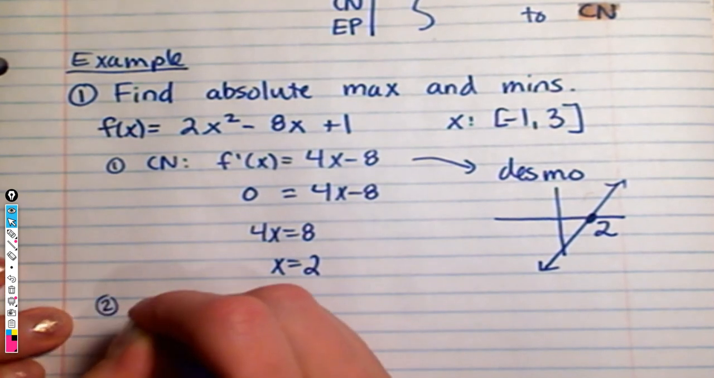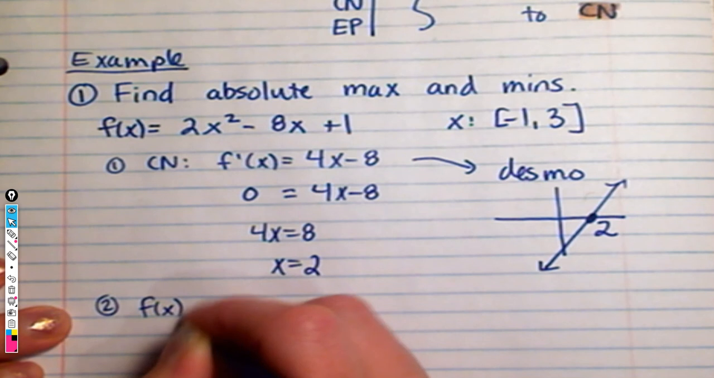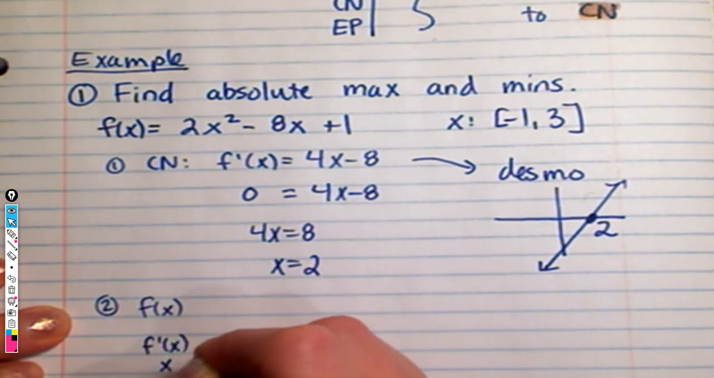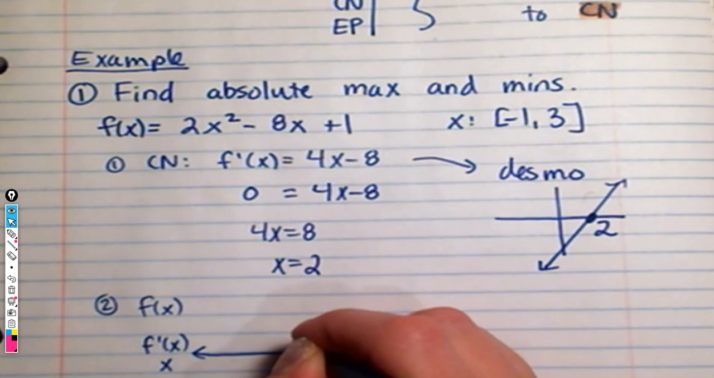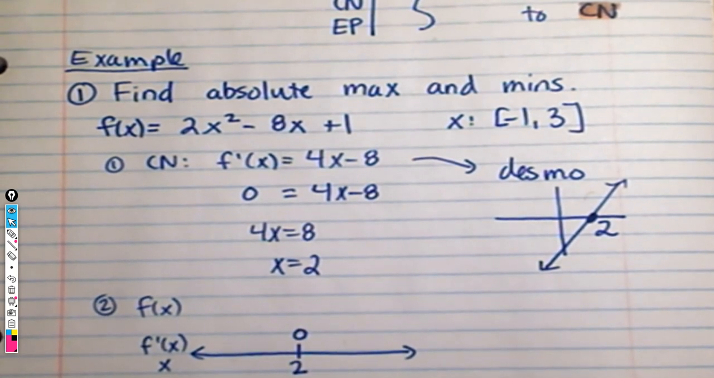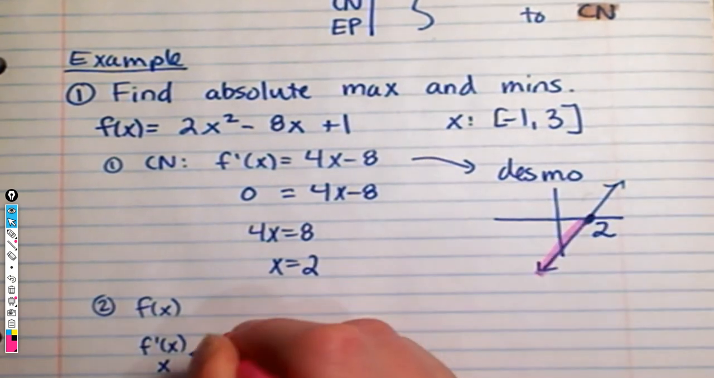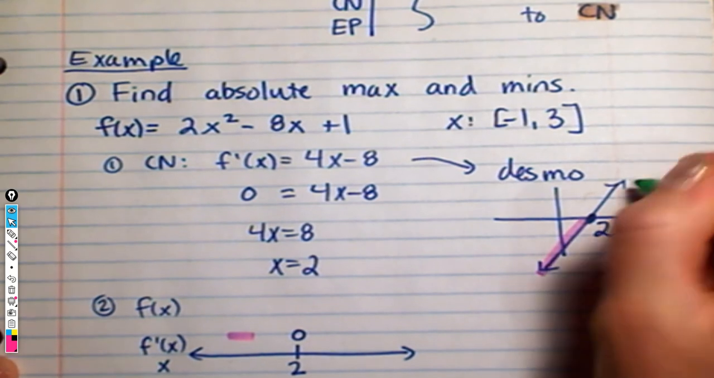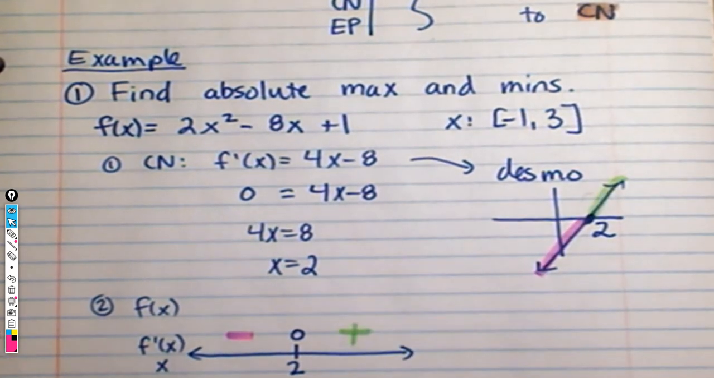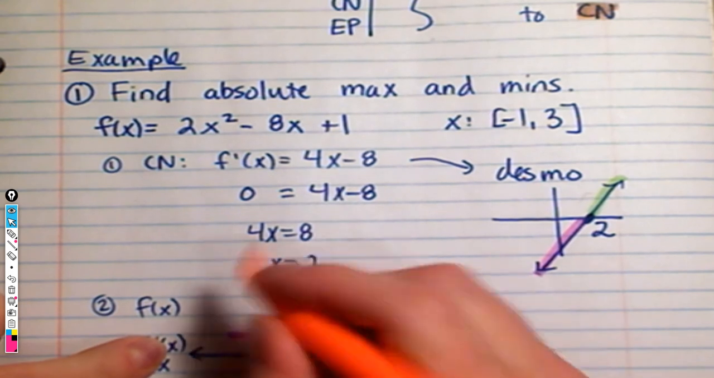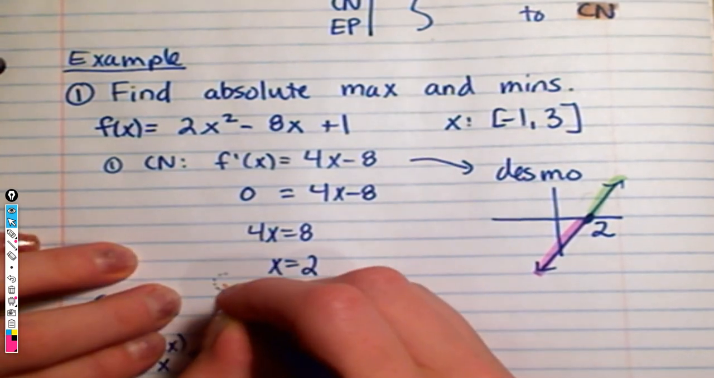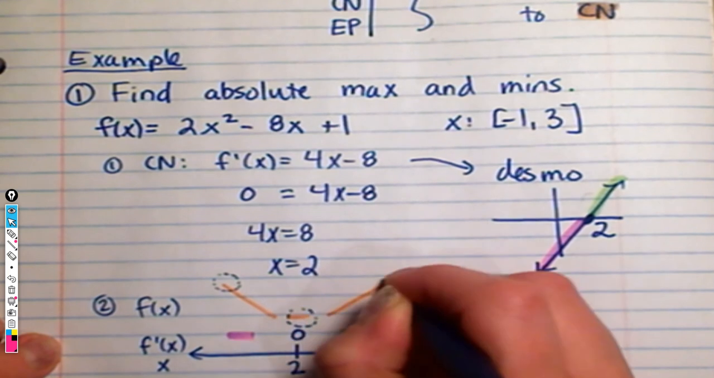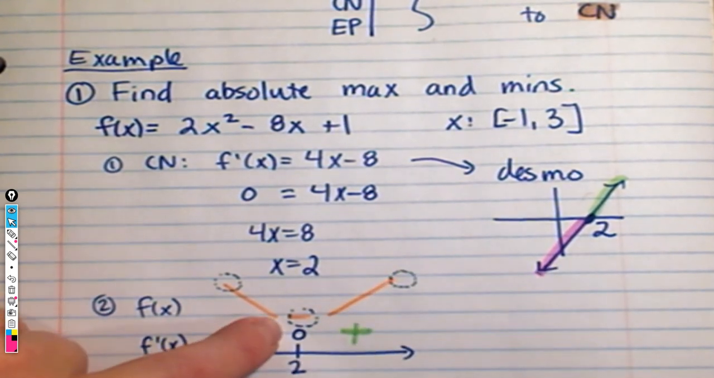Number 2, make my number line: f of x, f prime, and x. x is the only value here. Negative, positive, decreasing, 0, increasing. Now what I am going to do next is figure out what to label these points. Now I can see that this is the only low point.